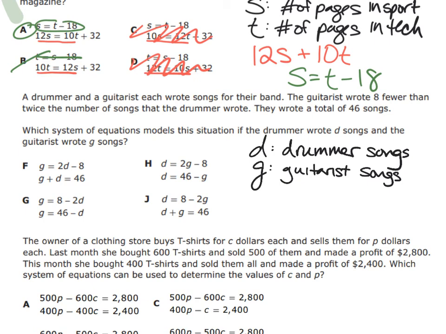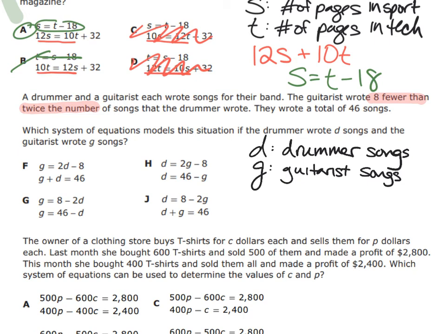Okay. Let's read the question again. We highlight or underline what's important. Drummer and guitarist each wrote songs for their band. Guitarist wrote 8 fewer than twice the number of songs that the drummer wrote. Let's write that one. Fewer means we're going to have to balance it out. Get your balancing arms up. Okay, drummer, shake one hand. Guitarist, shake the other one. The guitarist wrote 8 fewer. What happens to fewer? It's lighter. So which side do I have to subtract from to get them to balance?